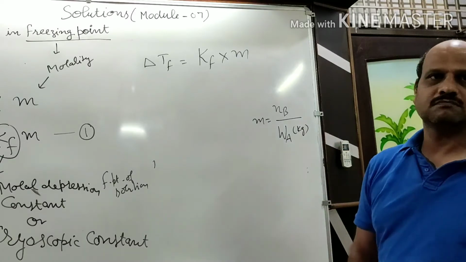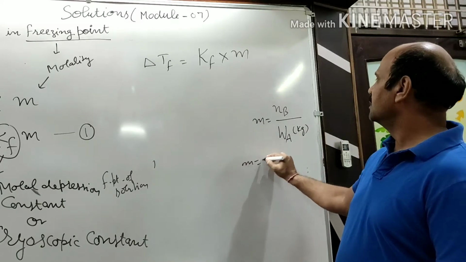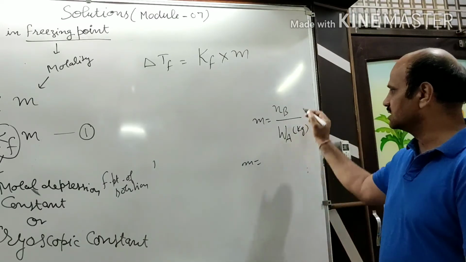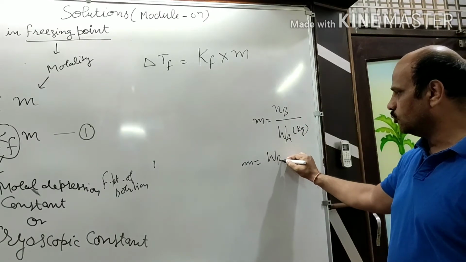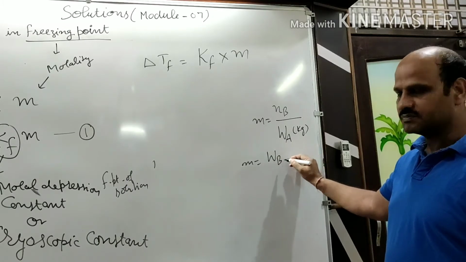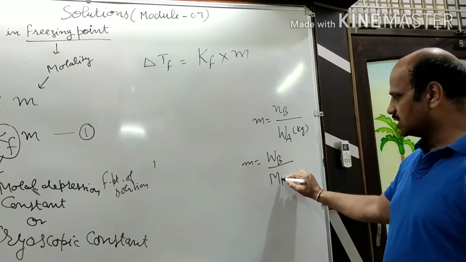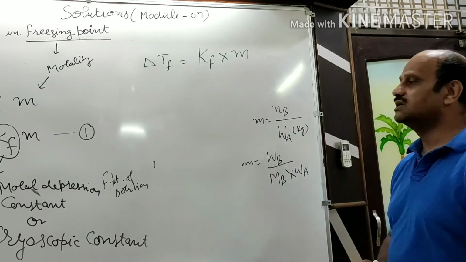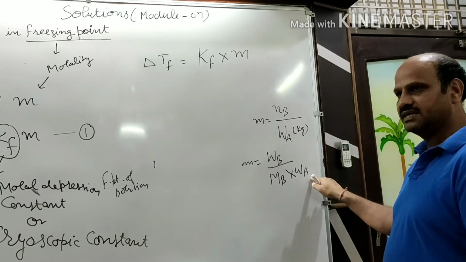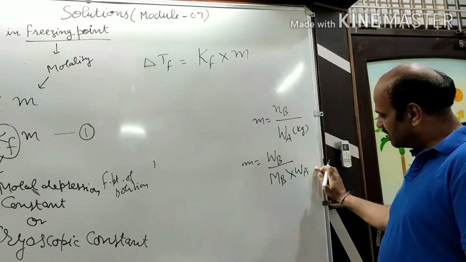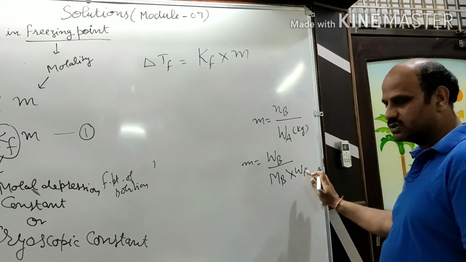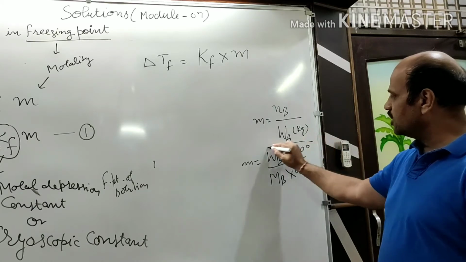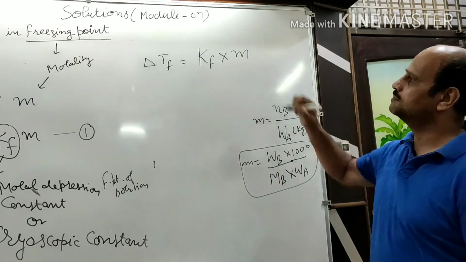in kg. And also you can explain molality, nB. How can you write it? Given mass upon molar mass of solute. Given mass WB, you take in grams, upon molar mass of solute, MB. And here, this is WA, the mass in kg. Now, if it is given in grams, then we can convert into kg by dividing by 1000, that is why it goes up. Or you can say this value of molality, we can put here.